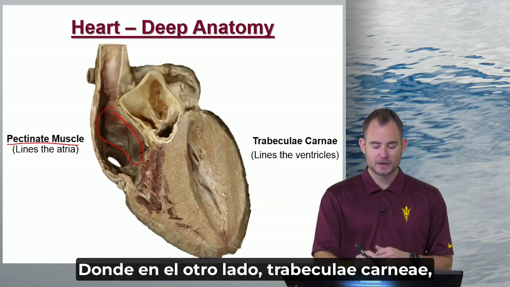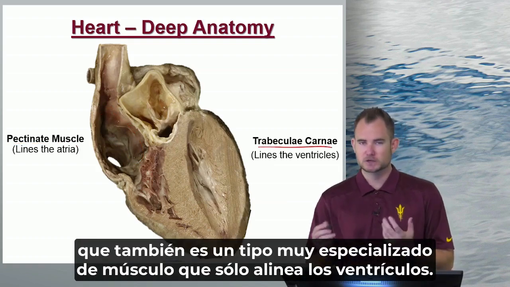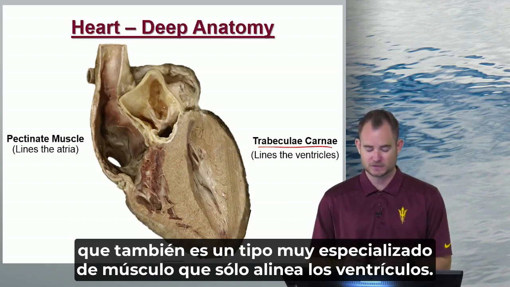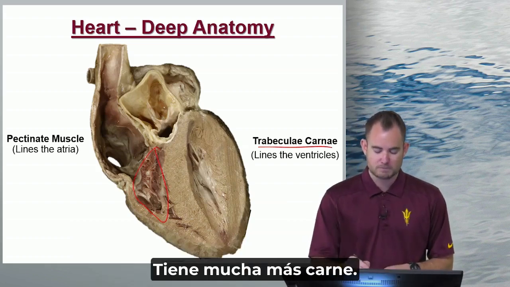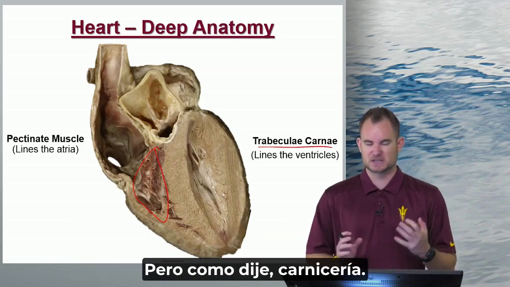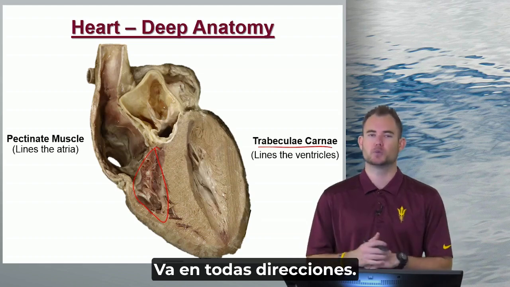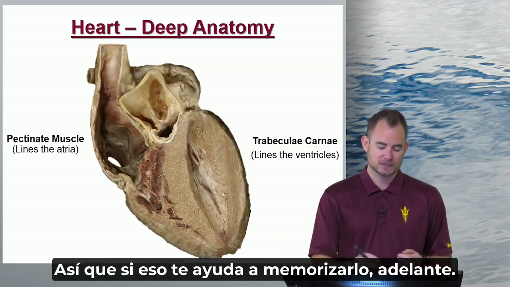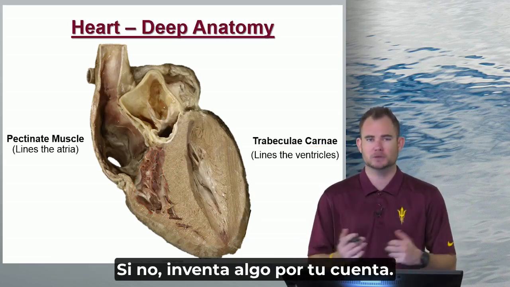On the flip side, trabeculae carneae, which is also a very specialized type of muscle that only lines the ventricles, has a lot more meatiness to it. There's a lot more carnage. I like to think that, like I said, carnage, it's going every kind of which way. So if that helps you memorize it, go for it. If not, come up with something on your own.